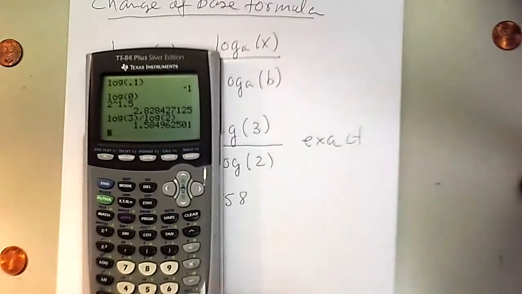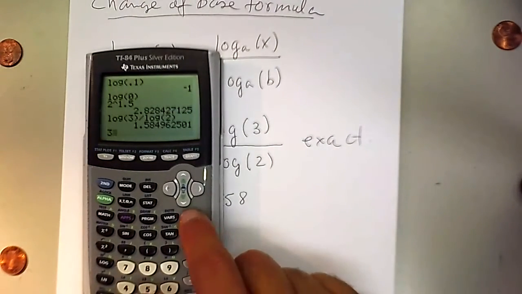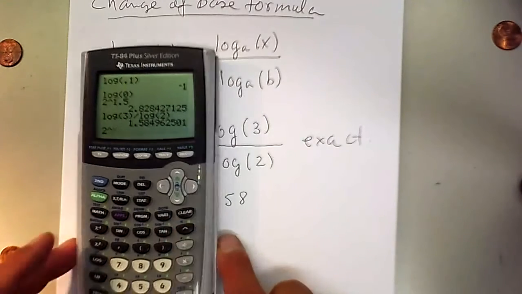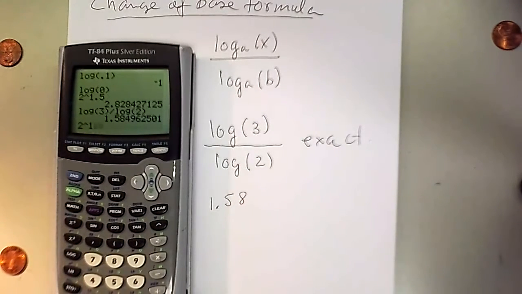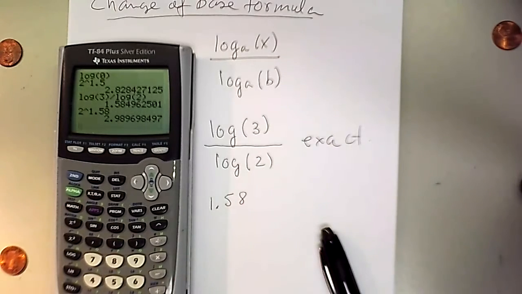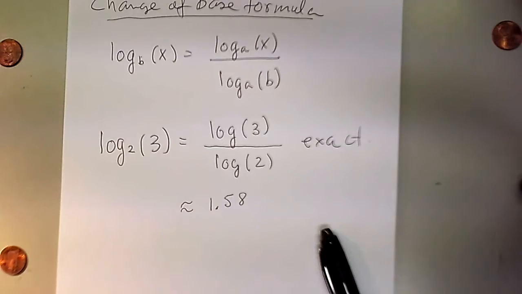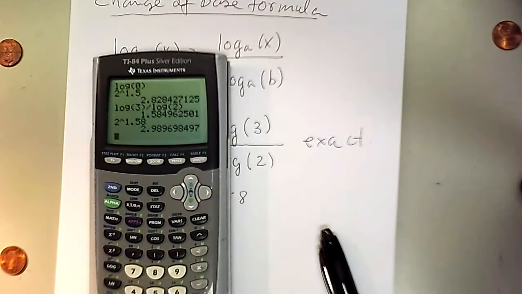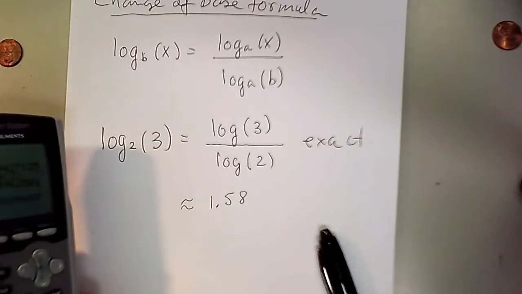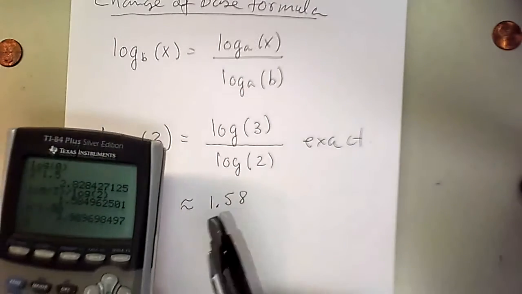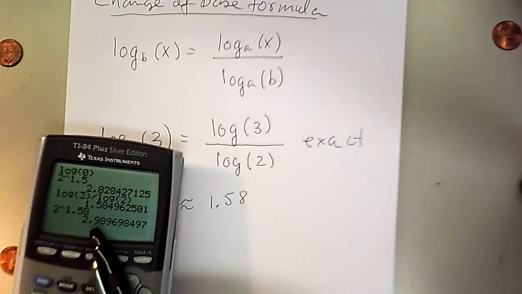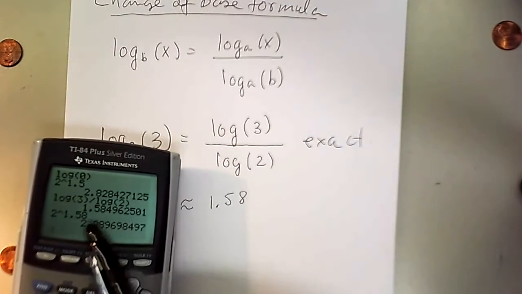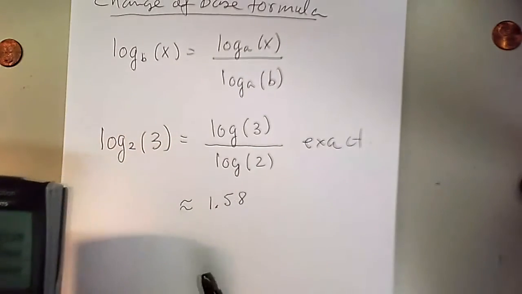So if we do 2 with an exponent of 1.58, then we're not going to get 3 because that was an approximation, but we get something that is very, very close, 2.98, which is really, really close to where we want to be. So if we wanted to have the exact answer, or if we wanted to have more decimals, we would type more of those decimals, and that will get us even closer to 3.